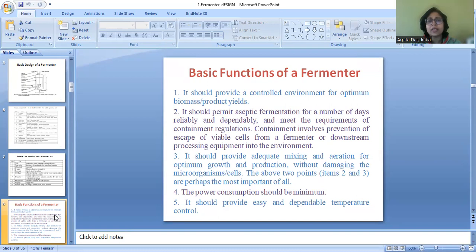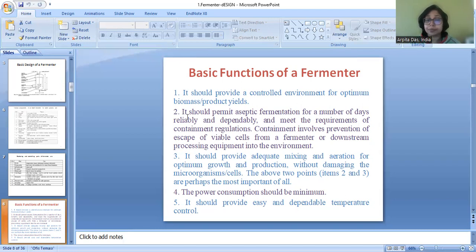Next, it should provide adequate mixing and aeration. To give a good mix and good aeration, an agitator and aerator are added into the bioreactor, which will give the best mixing and aeration of the medium. Next, the power consumption should be minimum. In bioprocess, we are here for profit. So to get the profit, we have to chalk out the protocol in a manner that the highest amount of profit can be obtained. So we are going to create the bioreactor in a manner that the power consumption is very low or minimum.